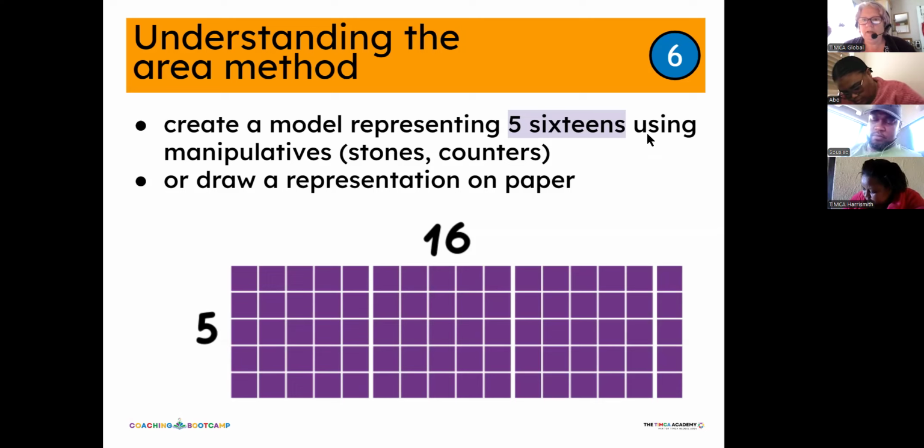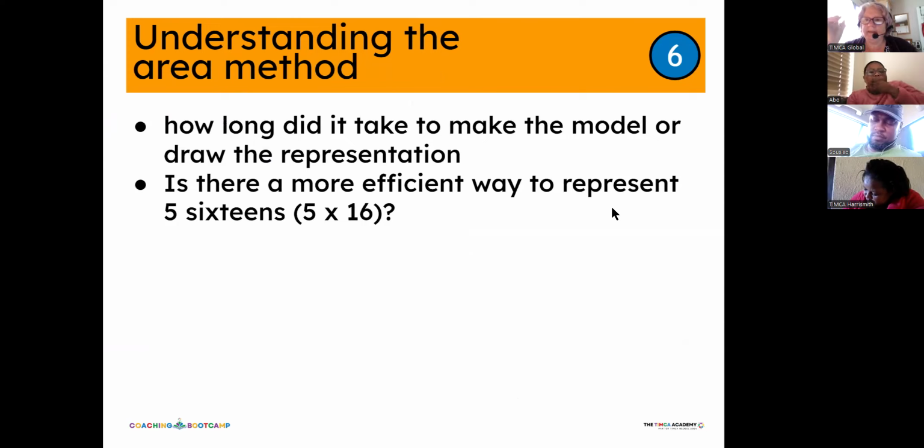Okay. So the reason I chose those numbers is it took you quite a long time to draw that, wasn't it? You had to count your 16s. It was a bit of a mission. And so I chose those numbers on purpose to make it like, oh my gosh, seriously, does she want me to draw 16 things 5 times? So again, it was on purpose so that I could ask this question, is there a more efficient way to represent it?